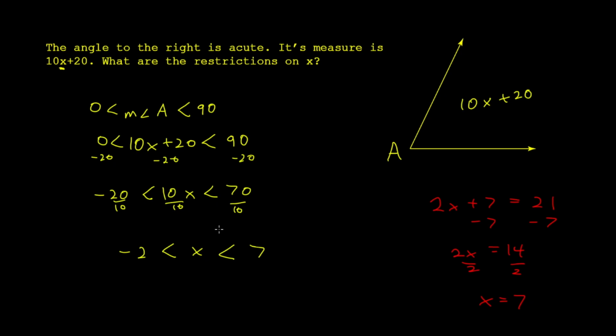As we generally do, plug it back in to make sure. If x is negative 2, 10 times negative 2 plus 20, that's negative 20 plus 20 is 0. That works. If we plug in 7 here, we get 10 times 7 plus 20. 10 times 7 is 70, plus 20 is 90, and that works.